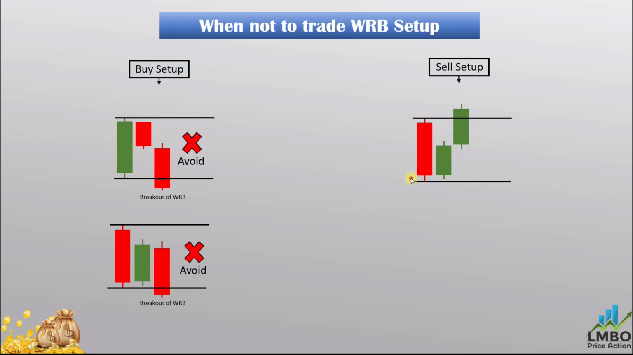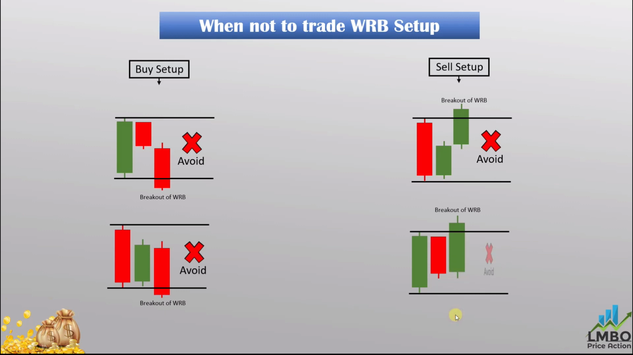It's breaking at the top, and then you have to avoid it. After that we have this setup. That setup also we need to avoid, because it's a break. I'm going to show you some examples of the WRB.